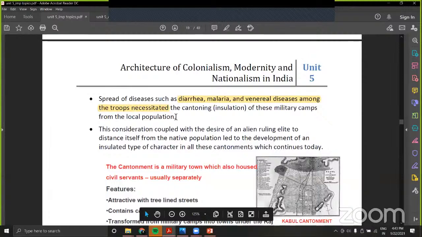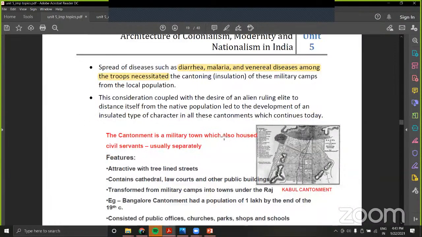The spread of diseases such as diarrhea, malaria, and viral disease among the troops necessitated the containing of these military camps away from the local populations. Since it was a war period, a lot of people were affected with disease, so they started cantonments along with the war period. That is what they are trying to tell here.